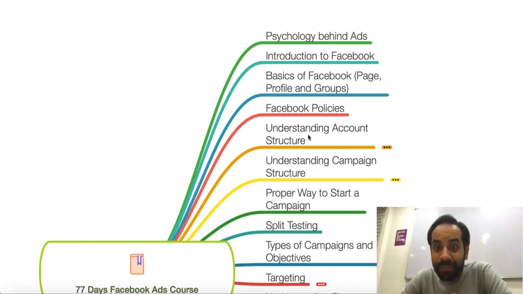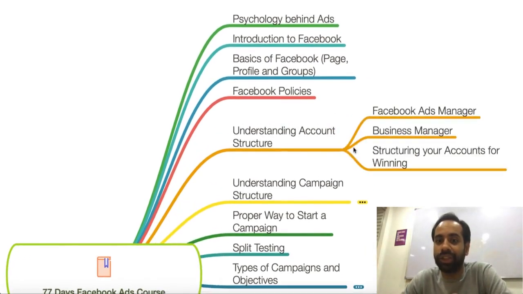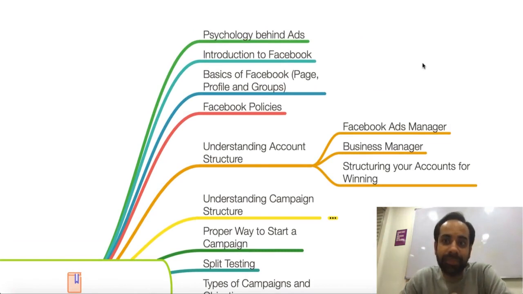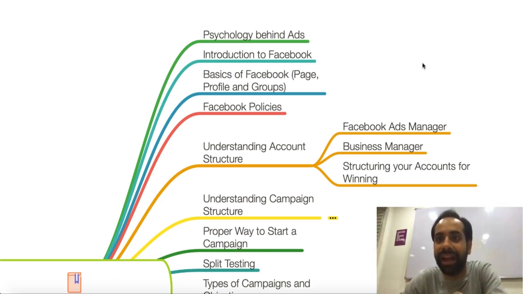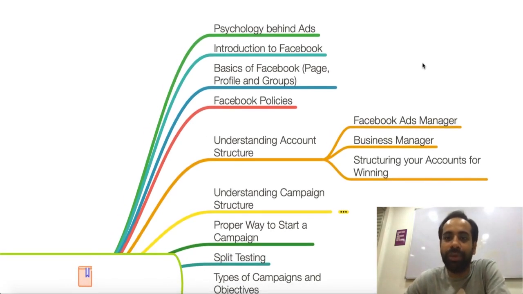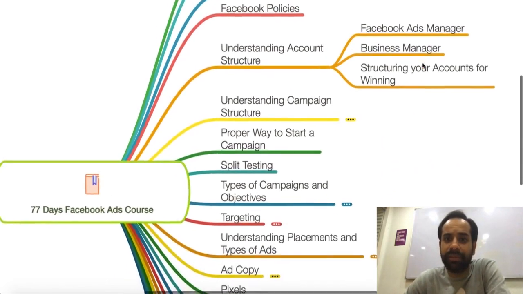And then we're going to talk about understanding the account structure. So we're going to talk about Facebook Ads Manager, Business Manager, and one of the key things, structuring your accounts in a manner so that you are never ever banned again. You never lose your data. Now that's a trick which we do, and it's going to be with you. It's not something which everybody does.